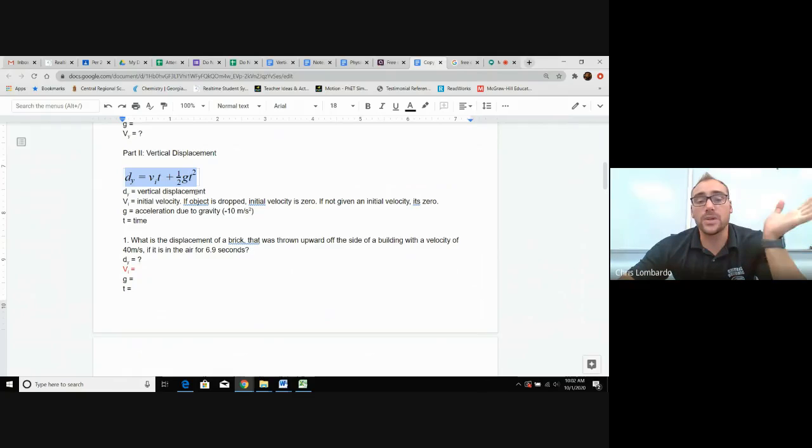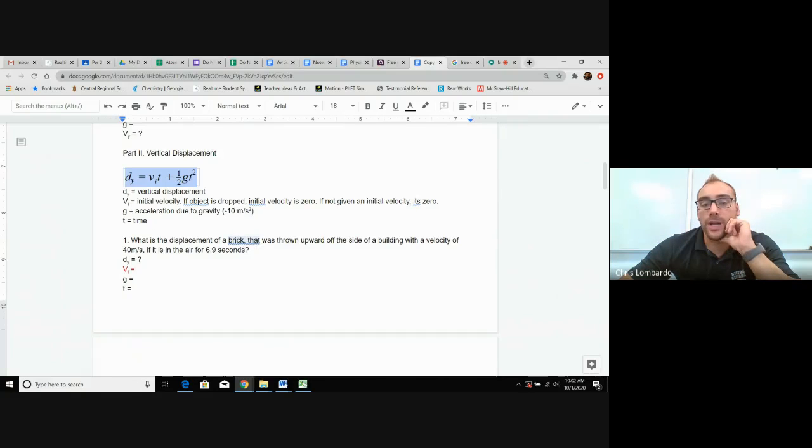But if they do ask you in a problem, oh, so how high up is this? You're still going to use this equation. You still get your answer, but you can at that point lose the negative sign because you can't have something that's negative 15 meters high. Make sense? Okay, so let's roll through this.